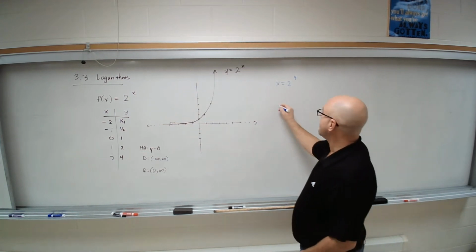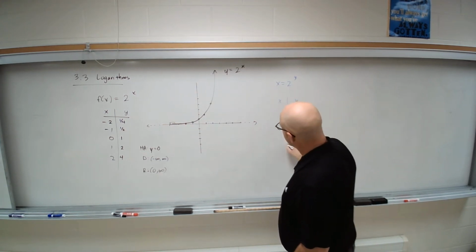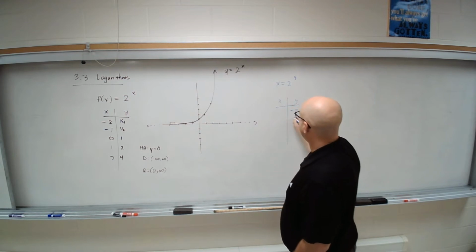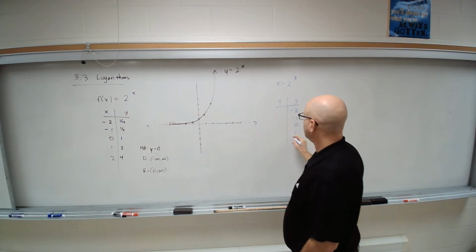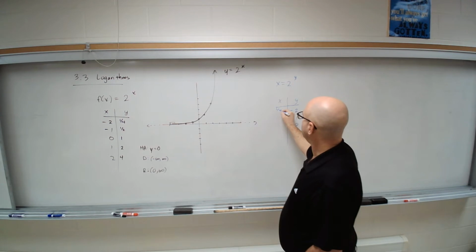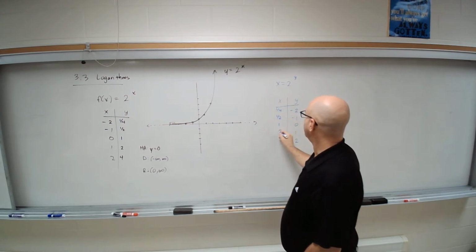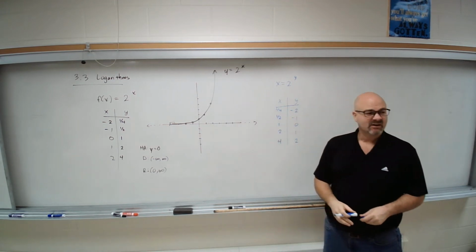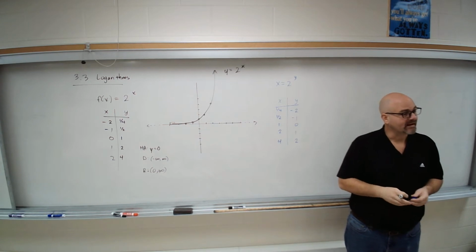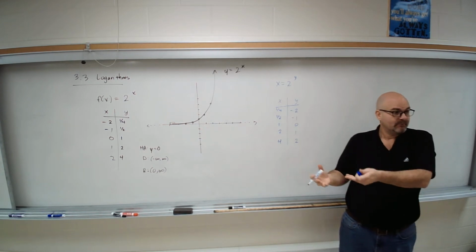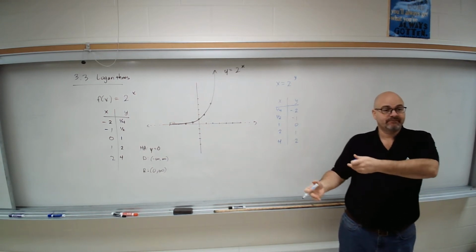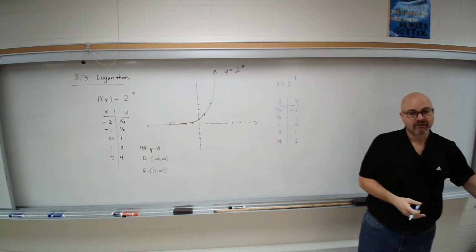In terms of the table, you would just switch the two columns. That's going to give us 1/4, 1/2, 1, 2, 4. Right, so that's the most basic way to get an inverse, is to plot points for the original function, flip them all, you get the new function.